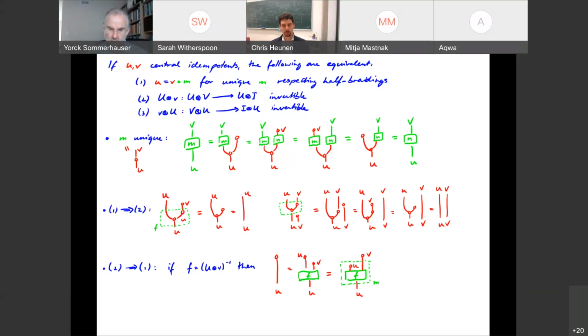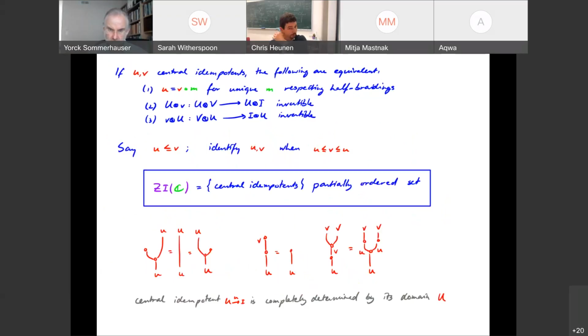Conversely, if you have 2, if big U tensor little v is invertible, let's say the inverse is called F, then I can just write down a mediating map that shows that U factors through V, namely the dashed box over there on the bottom right. You write everything out, and it just shows you what you want to have. Okay, so this means, as I was just saying, that if you have 2 central idempotents, you could say that U is below V exactly when one of these 3 things happen.